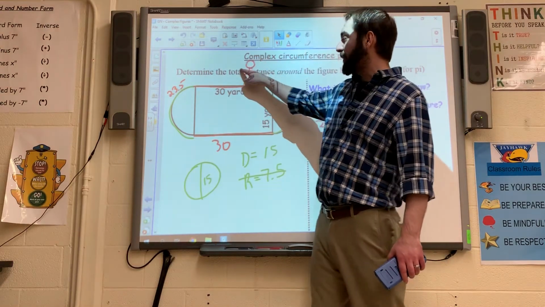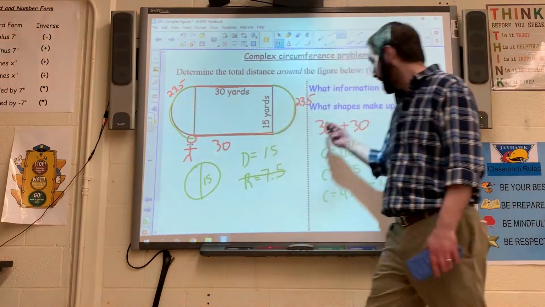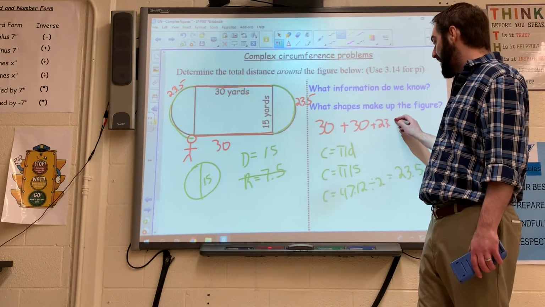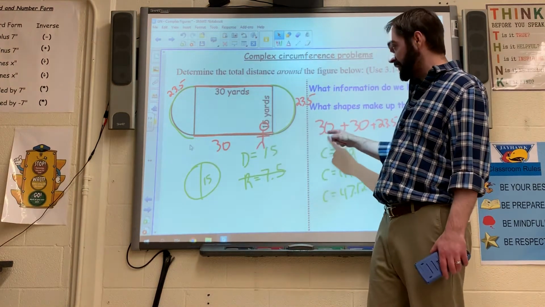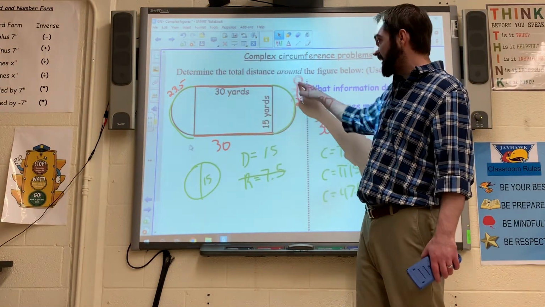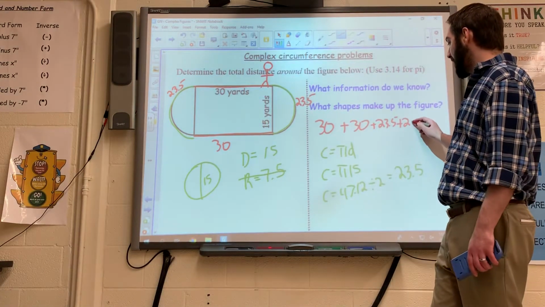Well, here's my guy. He walked 30 yards. He went around that curve. He walked 23.5, so I got to add 23.5. He walked down across the bottom. Well, there's another 30. There's my two 30s. And if he walks back around and gets to the finish line, he added another 23.5 yards.